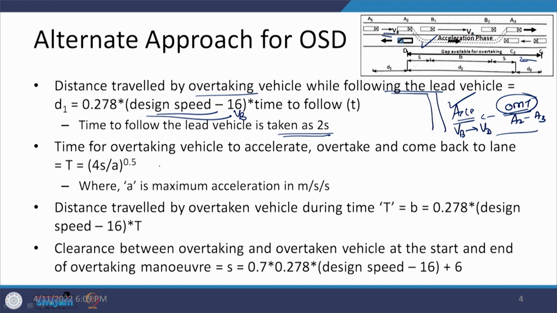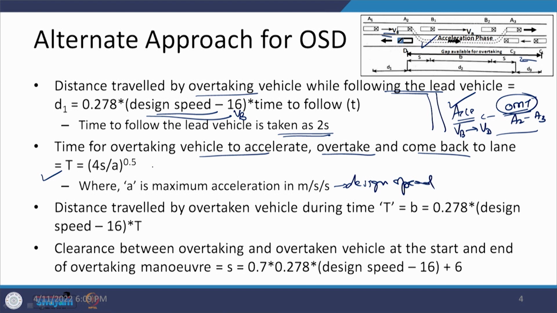Then comes the time for the overtaking vehicle to accelerate, overtake and come back to the lane. We have to find out this time, and it is given as t equals the square root of 4s divided by a, where a is the maximum acceleration in meter per second square at the design speed.